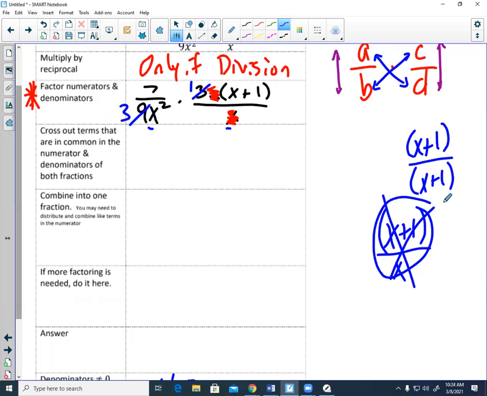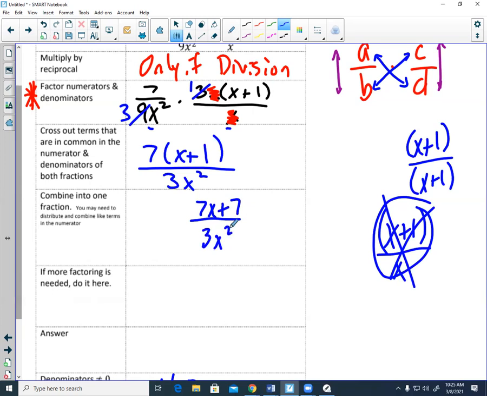Now I'm going to multiply straight across the top. Okay? So I'm going to get 7 times x plus 1 over, and I just have 3x squared left, so over 3x squared. So now what I'm going to do is combine it into one fraction, which means that I'm probably going to have to distribute and combine all of my like terms. So in this case, it's not that bad because when I combine it into one fraction, it's going to be 7x plus 7 over 3x squared because that 7 is just getting distributed through the top.